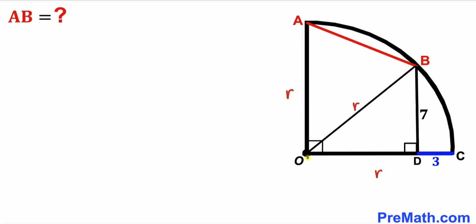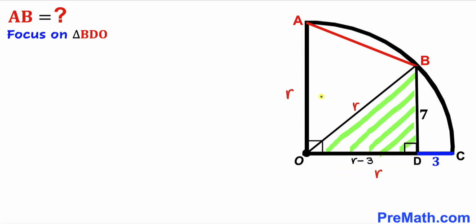Now let's make an observation. The whole length OC is r, and the segment CD has length 3. So the remaining segment OD has length r minus 3. Here's our next step. Let's focus on this right triangle BDO.